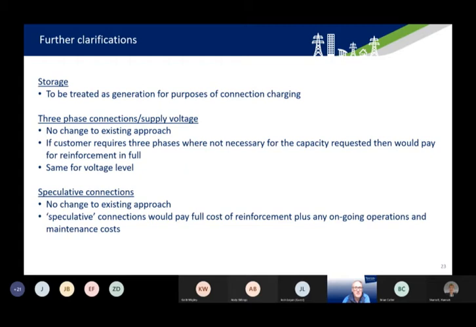So the proposal is no change to the existing approach, where currently speculative connections would pay the full cost of reinforcement plus any ongoing operations and maintenance. I think it's one where there's probably going to be a little bit of work just reviewing the actual definition on it. But again, it's to protect GEOS customers from DNOs having to do an excessive level of reinforcement if somebody is hugely speculative in the capacity that they're asking for. And I think that was my last slide.